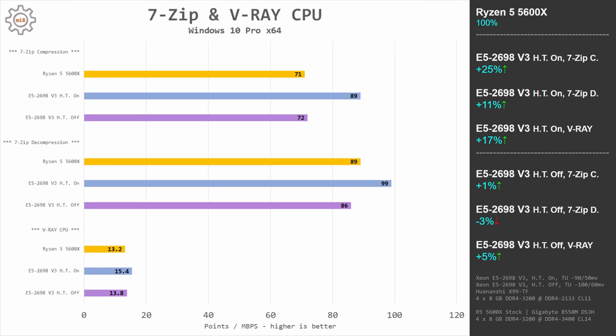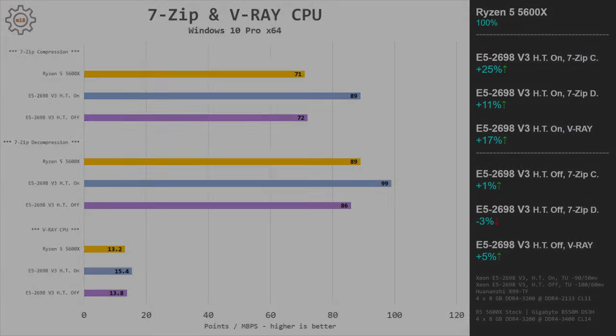7-zip compression and decompression, as well as V-Ray CPU benchmark. All three configurations are very similar. Still, Xeon E5-2698 V3, with hyperthreading enabled, is able to deliver the best performance.